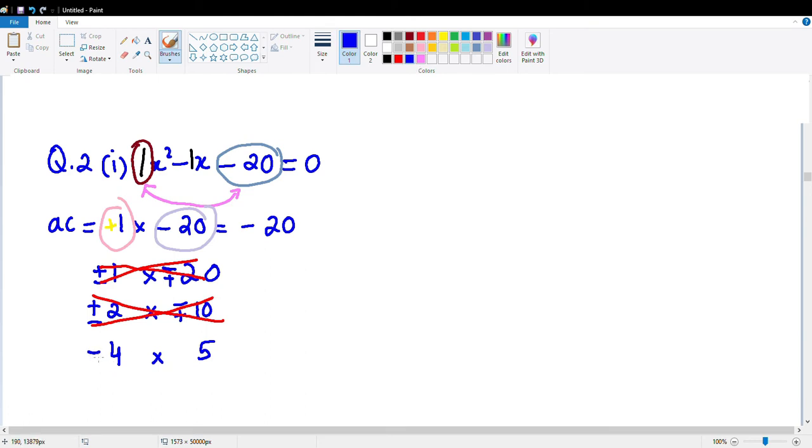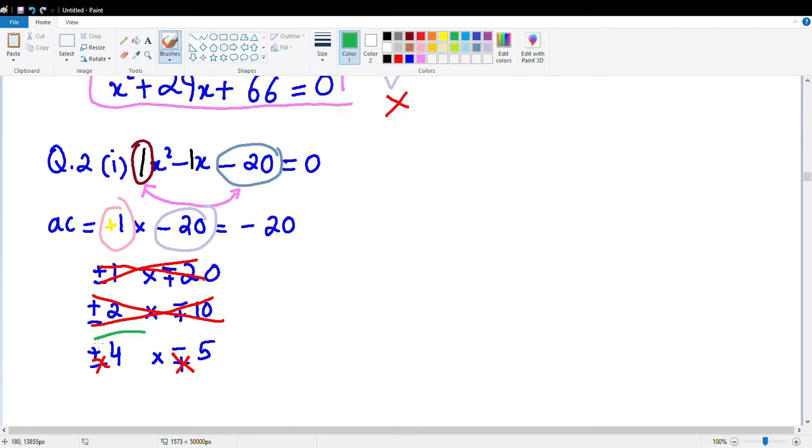Now we have plus minus 4 and minus plus 5. So minus 4 plus 5, we get plus 1, which is the opposite of what we want. We want minus 1, so 4 minus 5 is what we're looking for. So these two are the terms that we're going to split minus x into.